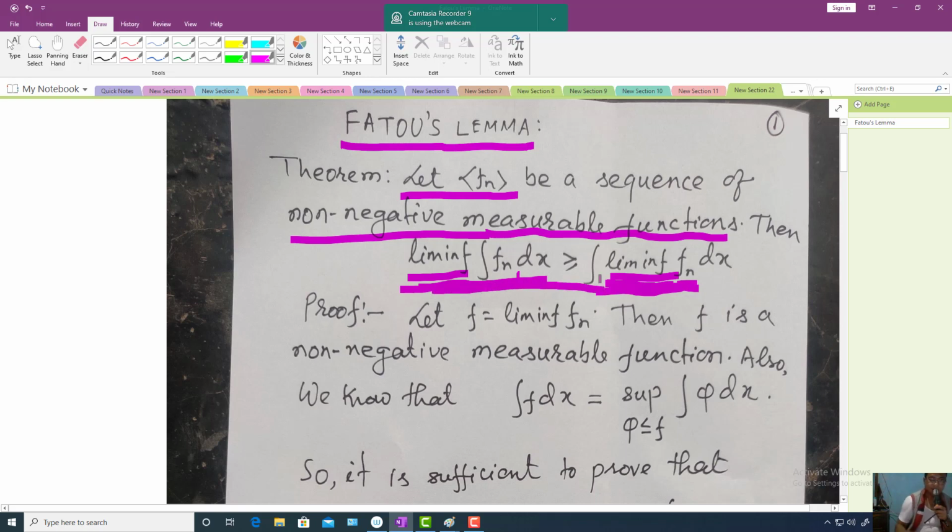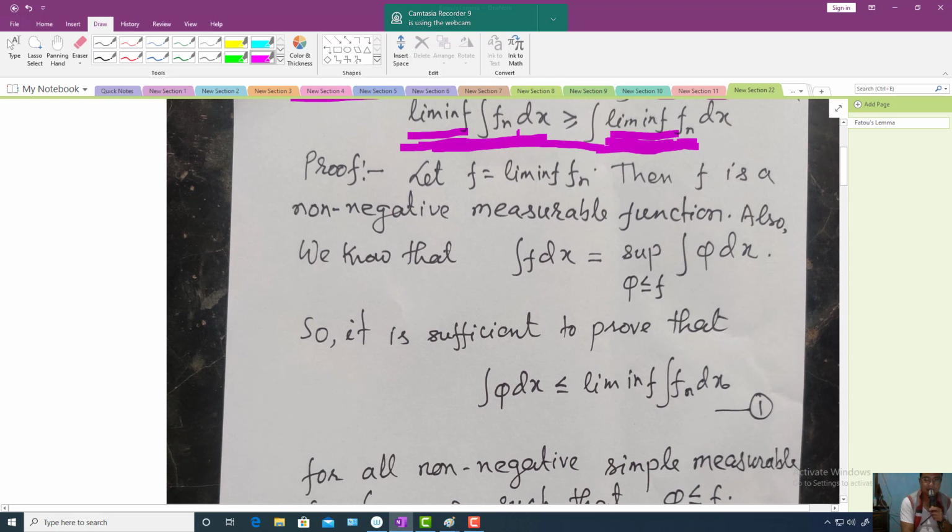The limit infimum definition I already explained in the previous classes. I assume that you understand it. Whenever you have some confusion or misunderstanding, you can talk to me. So limit infimum Fn is a function. Let us denote it by f. In the earlier theorem we proved that if Fn is a sequence of non-negative measurable functions, then the limit infimum function f is also measurable. Therefore f is a non-negative measurable function.